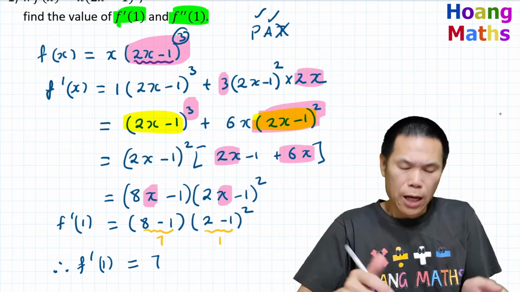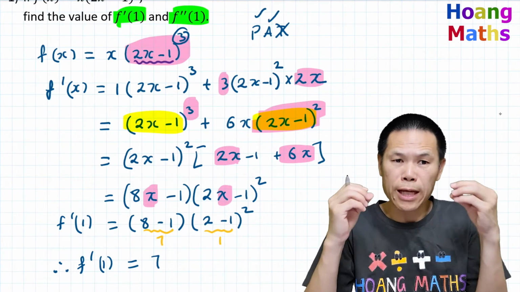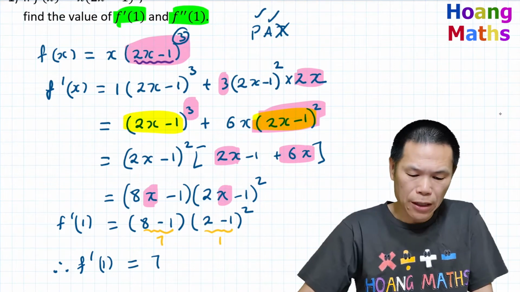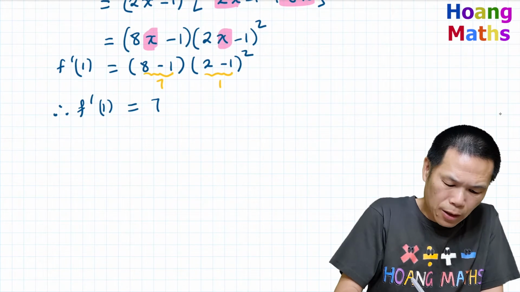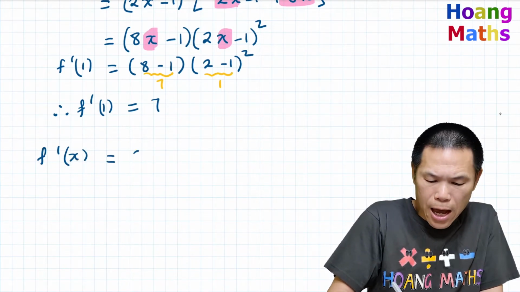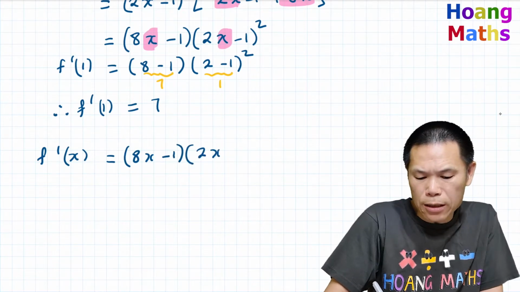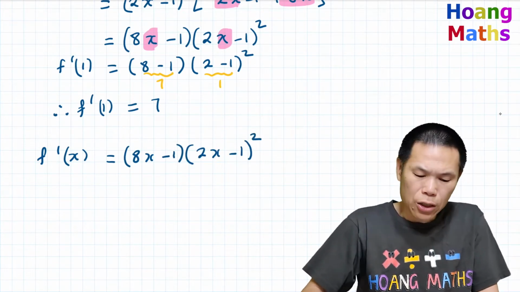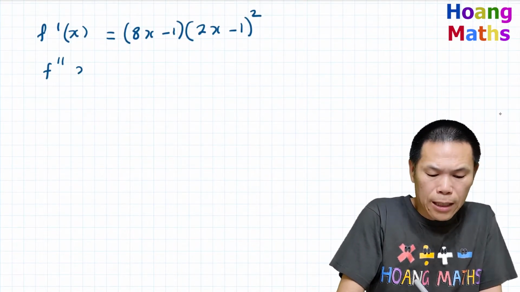So there you go. Now we need to find f double dash 1. So let me just write down the first derivative of the function first. So the first derivative is this. So f dash x is equal to (8x minus 1) times (2x minus 1) squared. So now to differentiate this, so f double dash x.